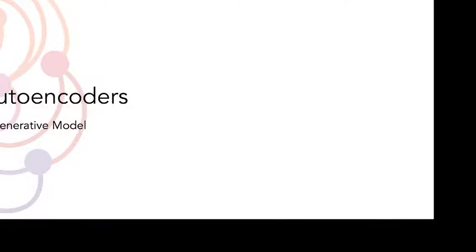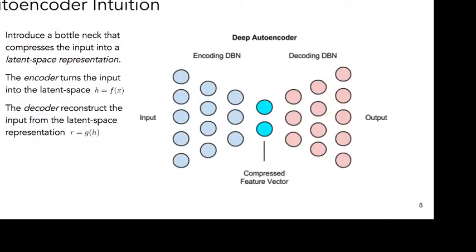So autoencoders. The intuition behind an autoencoder is that it introduces a bottleneck that compresses the input into a latent space representation. If you see in this network, the two middle bright blue dots, that would be the bottleneck. See how it gets skinnier and then it gets larger? Right in that middle, that is the bottleneck, and that is the latent space representation.